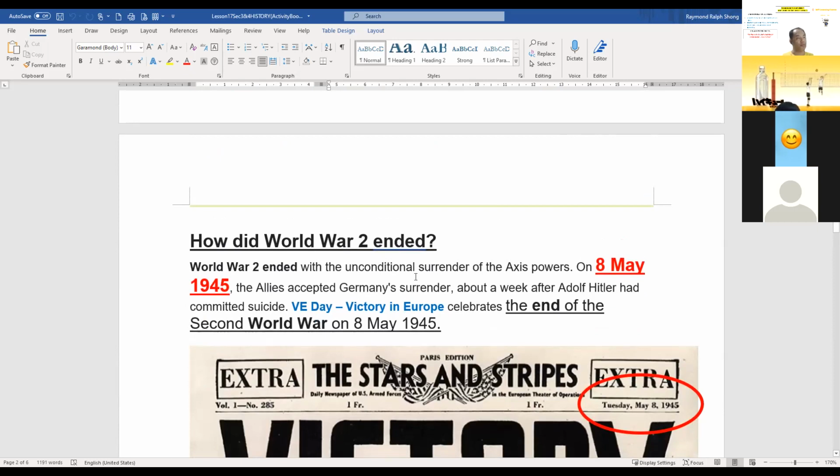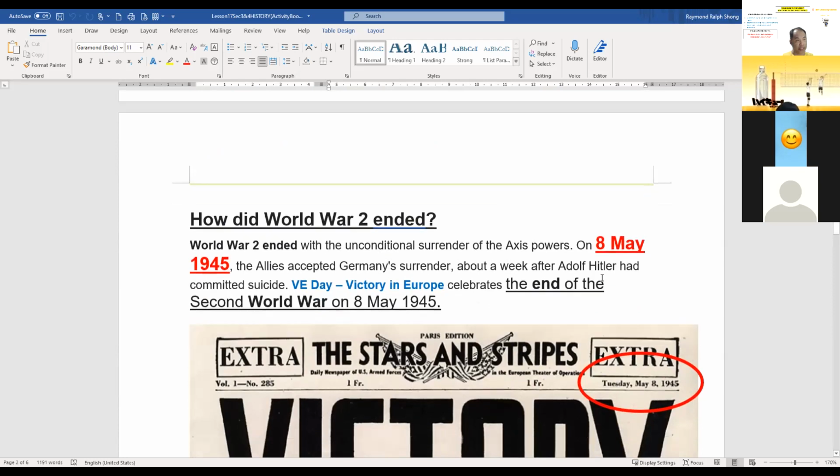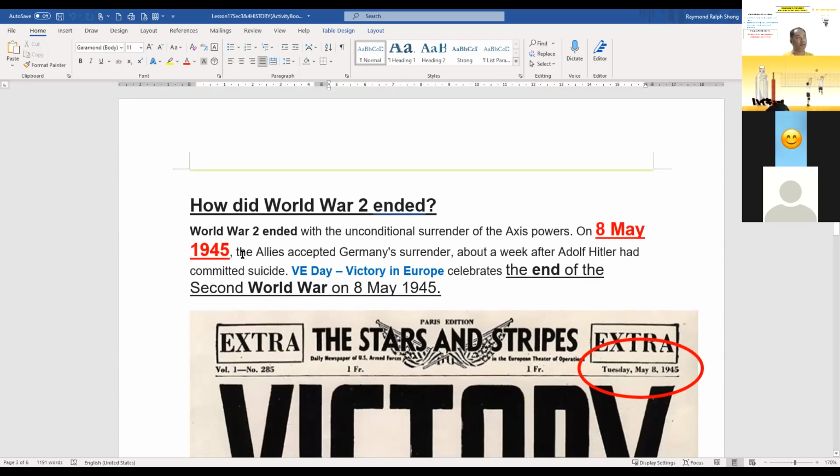World War II in Europe ended with the unconditional surrender of the Axis powers on, of all days, 8th of May 1945. Guess what? This is actually my birthday. And guess what? This Saturday, of all days, my birthday, the rate is going to be reduced from 8% to 5%. It's like really playing with my numbers. 8th of May. So a lot of people complain that they can't celebrate Mother's Day.